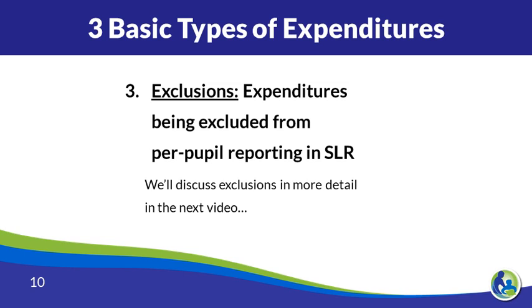The solution to these questions was to create a third type of expenditure called exclusions. Exclusions are just these types of expenditures, things like building projects, debt, or community programs, that DPI and the 38 other states that have been discussing school-level reporting agree do not make sense to include for this requirement. We'll discuss exclusions in more detail in the next video.